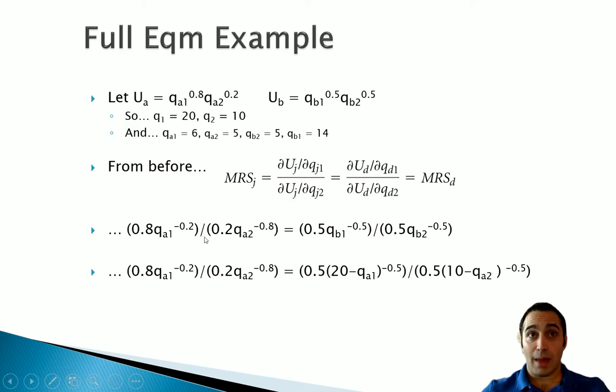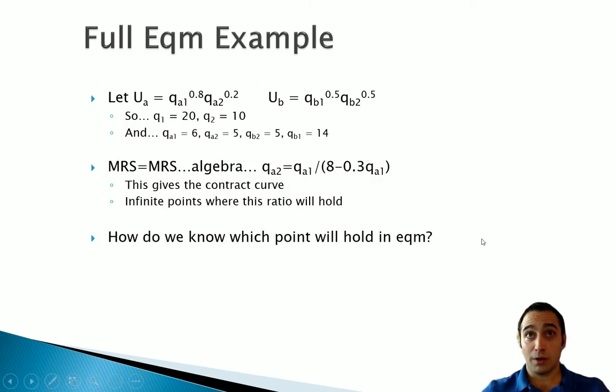If you go ahead and plug the quantities total on the island, namely player 2 has 20 minus how much player 1 has, player 2 has 10 minus how much player 1 has, you could then do some algebra to greatly simplify this equation. I will leave looking over the steps for this algebra to you guys, but if you do it, you can find that good 2 for player A should be equal to good 1 for player A divided by 8 minus 0.3 good 1 player A.